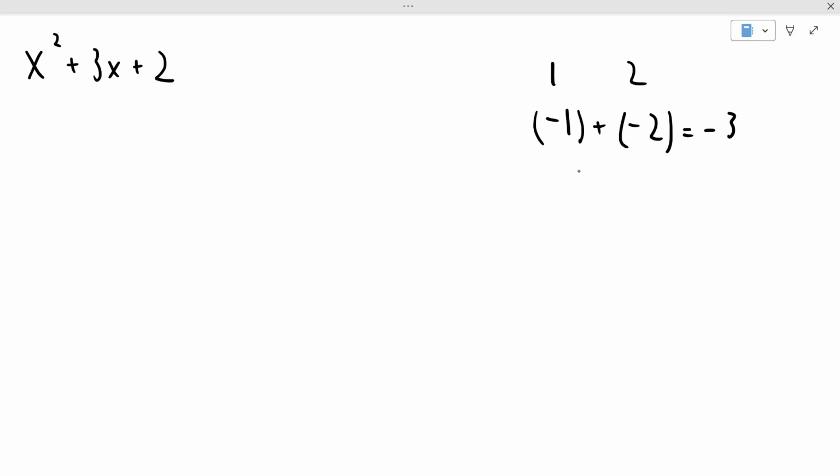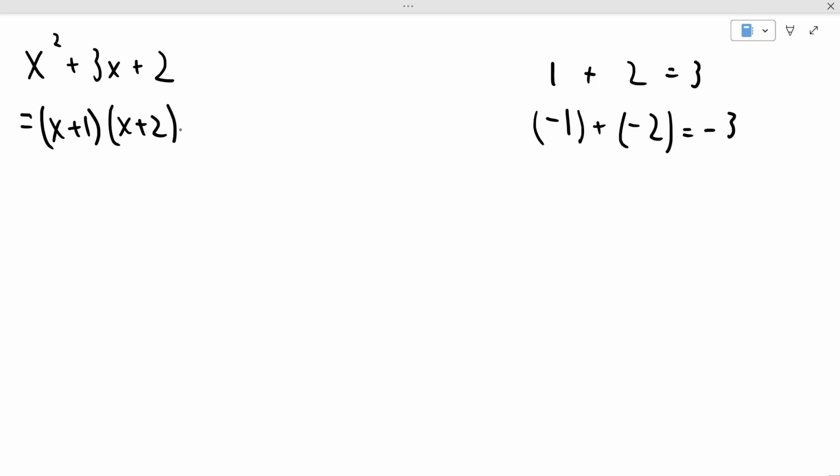If we try the pair of numbers 1 and 2, we can see that 1 plus 2 is equal to 3, and that is what we want. So 1 and 2 multiply to the constant term of 2, and add up to the coefficient in front of the x term, which is 3. So these are the two numbers that we will use. So given the two numbers 1 and 2, the answer is x plus 1 times x plus 2.